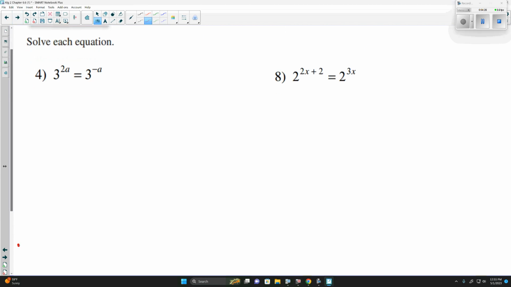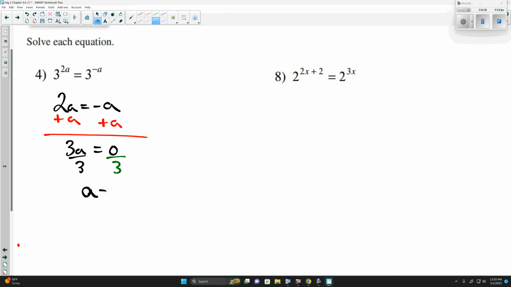Okay. 3 to the 2a is equal to 3 to the negative a. Well, the bases are the same, so the exponents must be also. So we have 2a equals negative a. So we need to move the a over, and then we have 3a is equal to 0. At this point, we can divide both sides by 3, telling us a is 0. And that's it. Questions on this here?